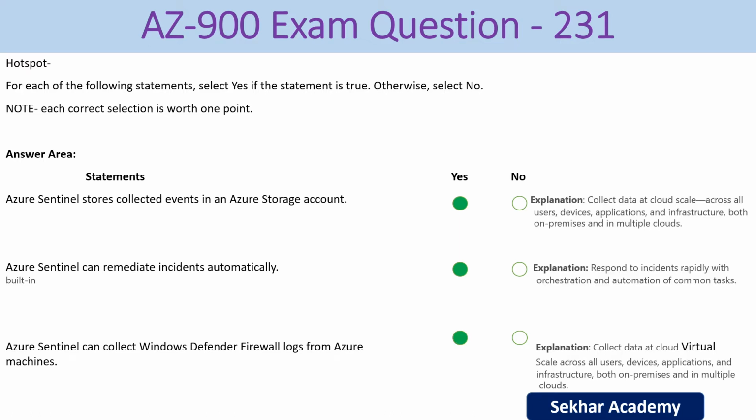Now you can go and see the explanation. For the first statement, Azure Sentinel collects data at cloud scale across all users, devices, applications, and infrastructure, both on premises and in multiple clouds as well. So that's where it will collect the data stored in the multiple services.